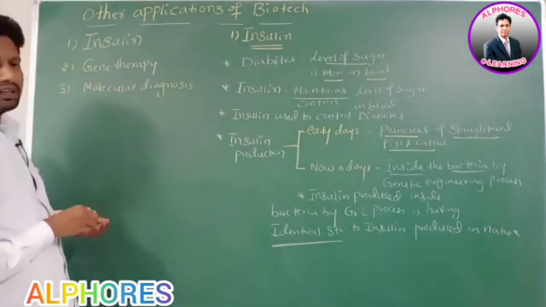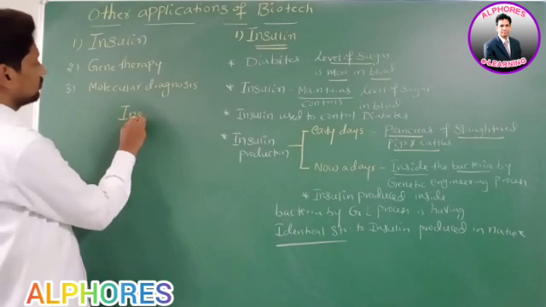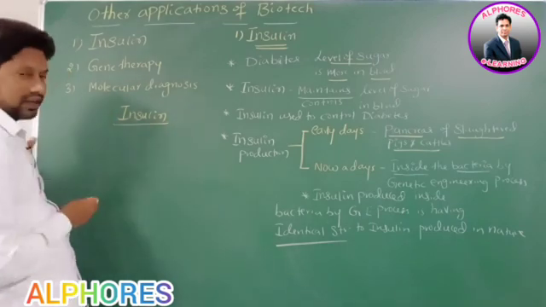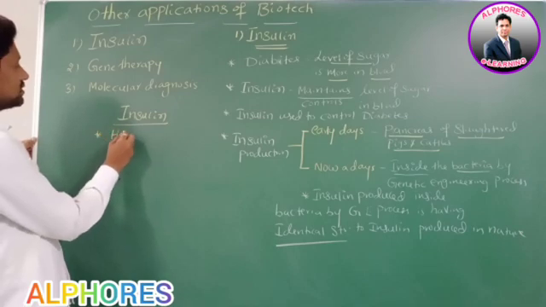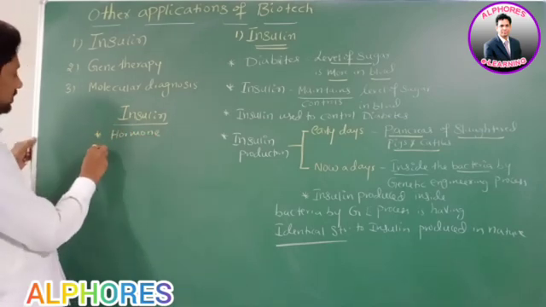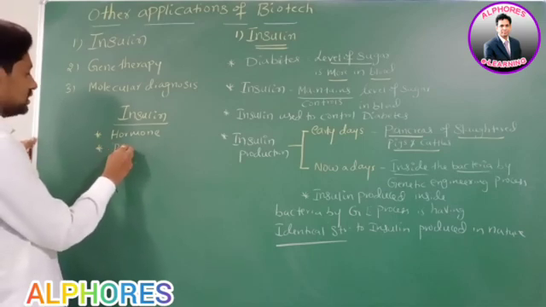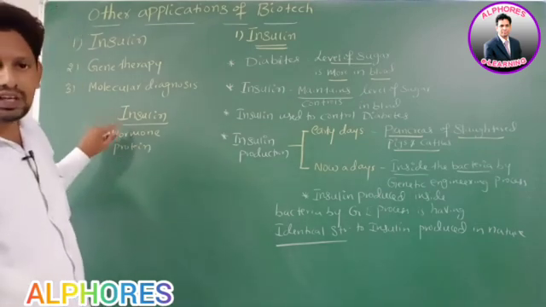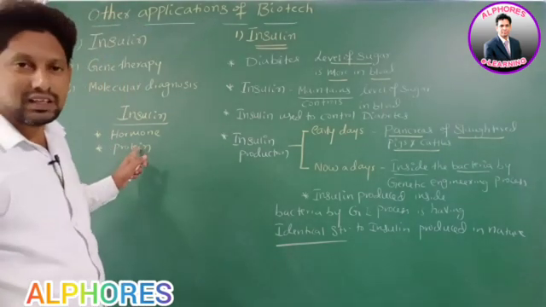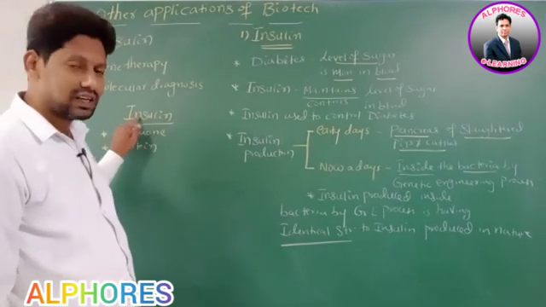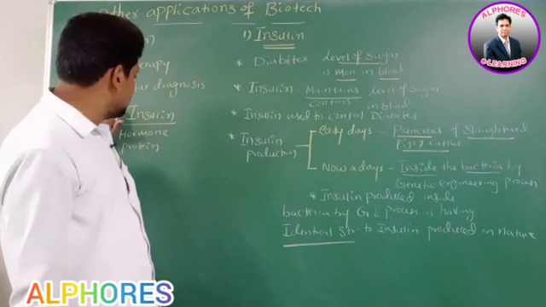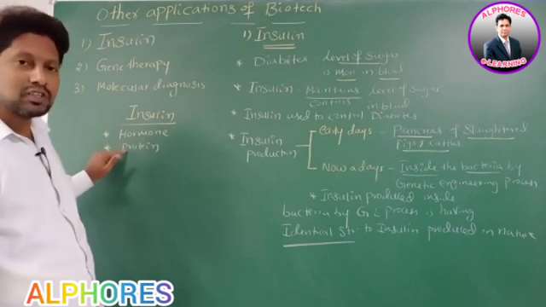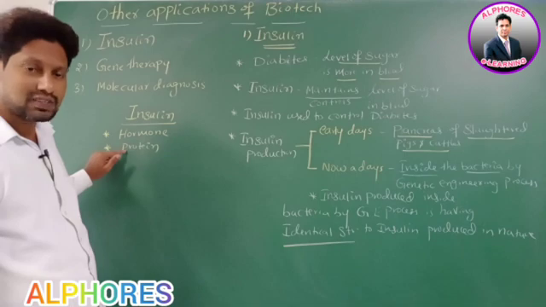Now listen here. Sir, insulin, what is it? Insulin is a hormone, right? Chemically it is a protein, yes or no? Chemically it is a protein. Now listen to this statement. Insulin is a hormone, and chemically it is a protein. Protein means made up of what? Amino acids. Proteins are made up of amino acids. Yes or no?